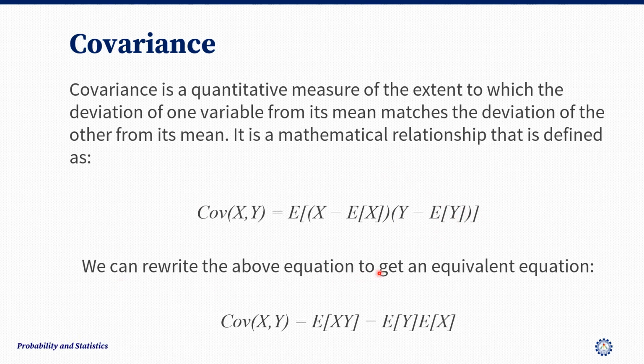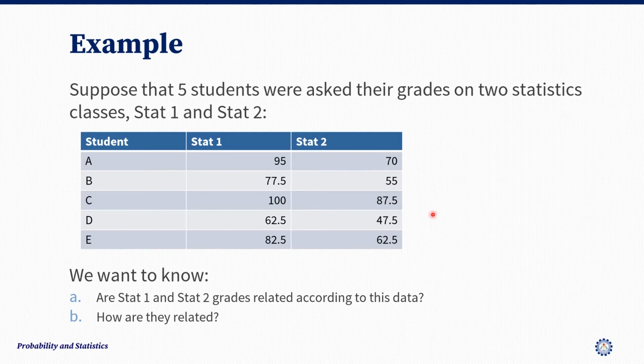However, we can rewrite the above equation to get an equivalent equation. We will use this simple formula: the covariance of X and Y is equal to the expected value of X multiplied by Y, minus the expected value of Y multiplied by the expected value of X. To explain further, here's an example.